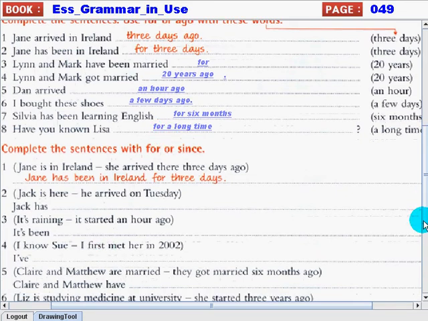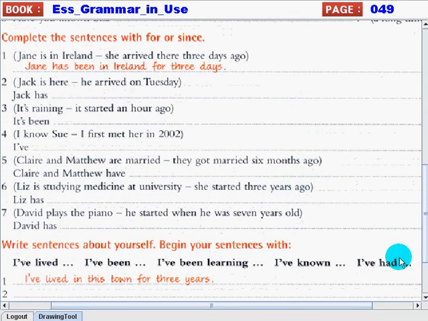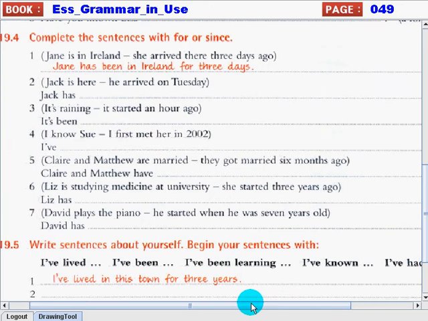Now, I want you to look at exercise 19.4. Complete the sentences with for or since. If you remember, in 19.3 we used for and ago. This one, you have to know the difference between for and since. Example, Jane is in Ireland. She arrived there 3 days ago. The sentence is, Jane has been in Ireland for 3 days. Alright?